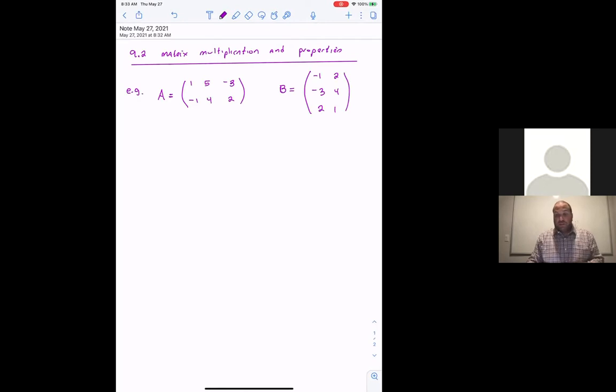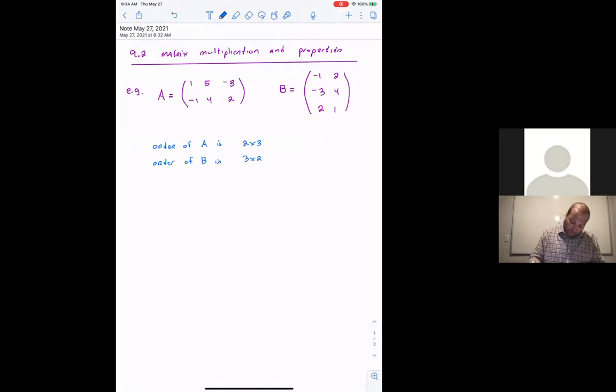So these certainly cannot be added or subtracted because they do not have the same order. They do not have the same dimensions. However, they can be multiplied because the rule for multiplication is different. And here's the way you want to think about it. The order of A is 2 by 3, and the order of B is 3 by 2.